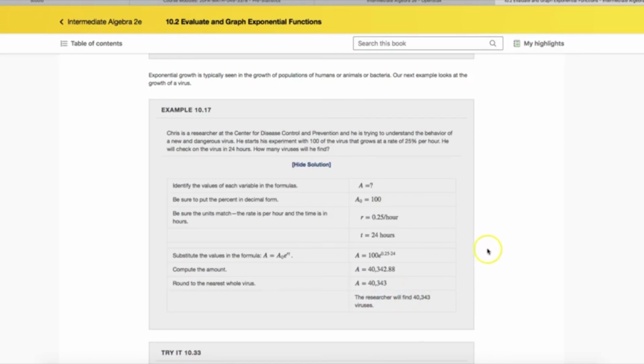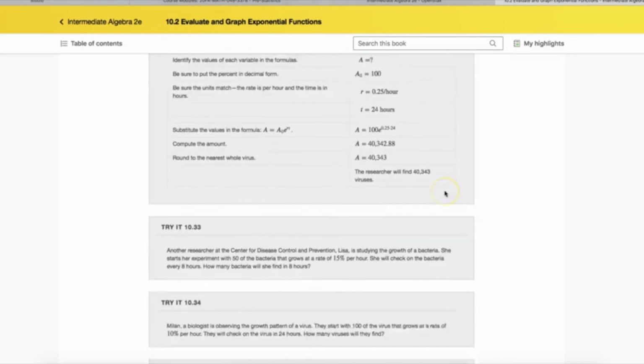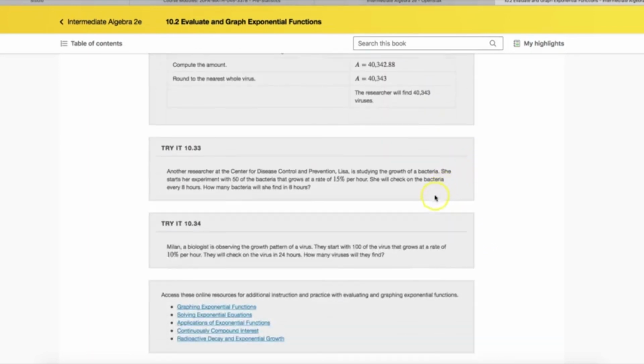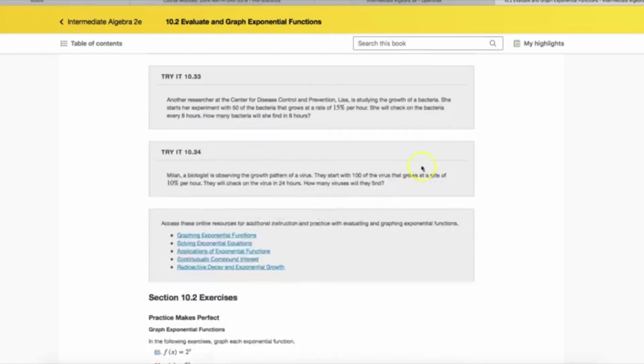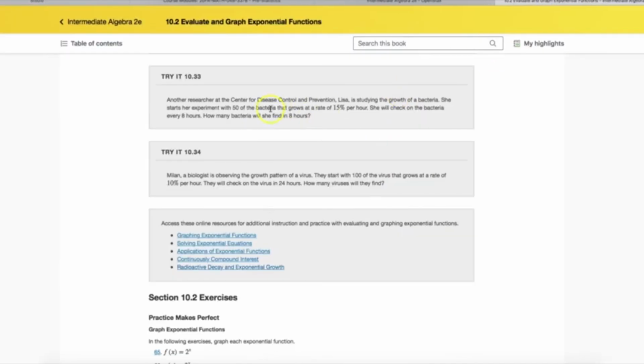I mentioned radioactive decay. There is a link in here to something about radioactive decay. I believe it's a YouTube video. Yes, it is. You can go ahead and find out more about that, and you can see more examples of some of the stuff we've already seen.